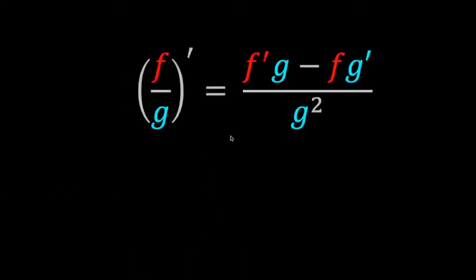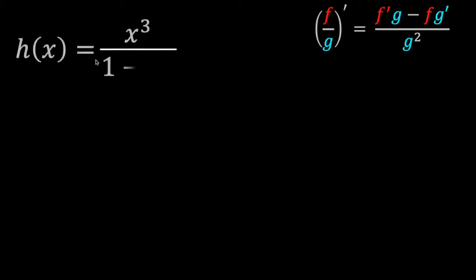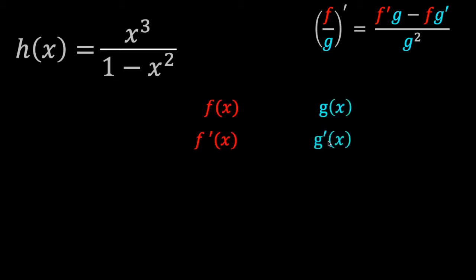Okay, let's do a couple examples. Let's say we have a function h of x equals x cubed over 1 minus x squared. Now, to do the derivative of this, I highly recommend making a quick table, because what you need to know is your f, your g, your f prime, and your g prime. So let's write that out. We'll write our table here: f of x, f prime of x, g of x, and g prime of x. So let's fill this in.